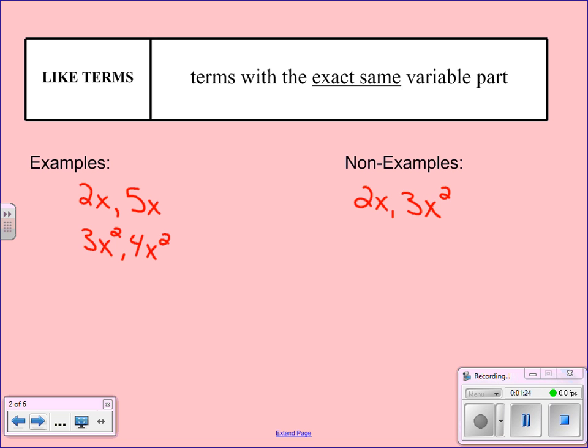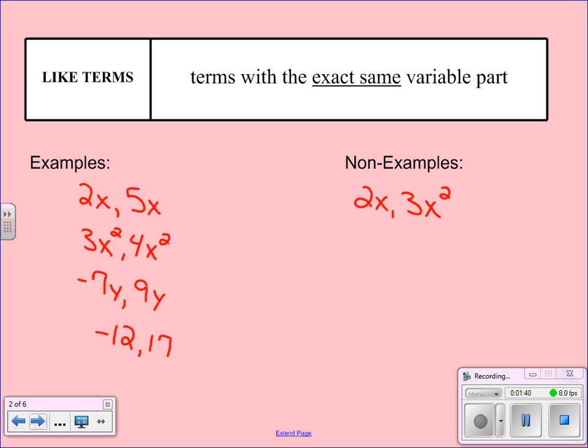Let's go back to some more examples. You could have negative 7y, positive 9y. You could have negative 12 and positive 17. They don't even have to have a variable part. They could just be plain constants. Those are also considered like terms.